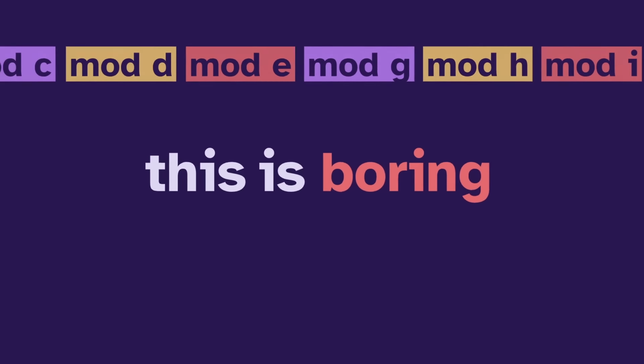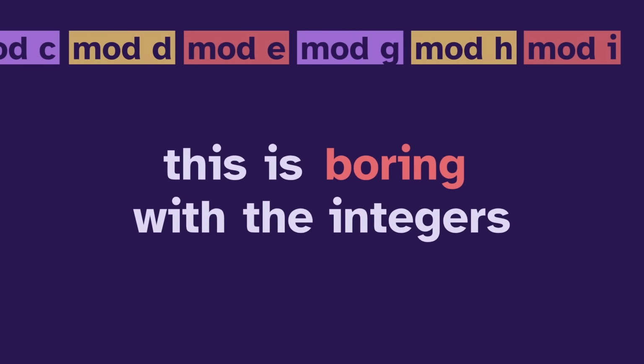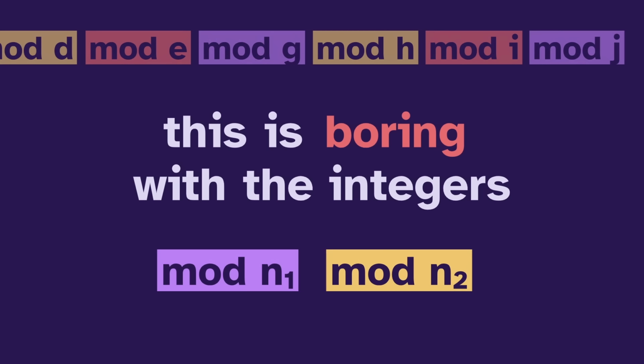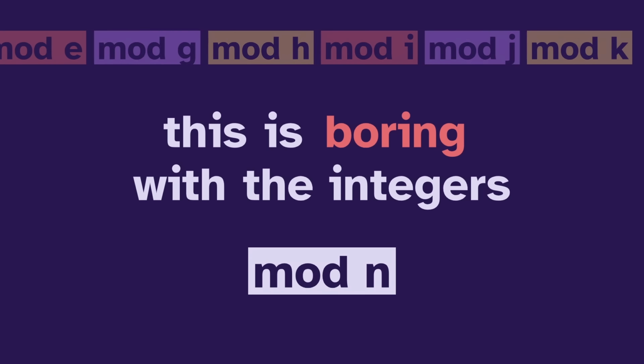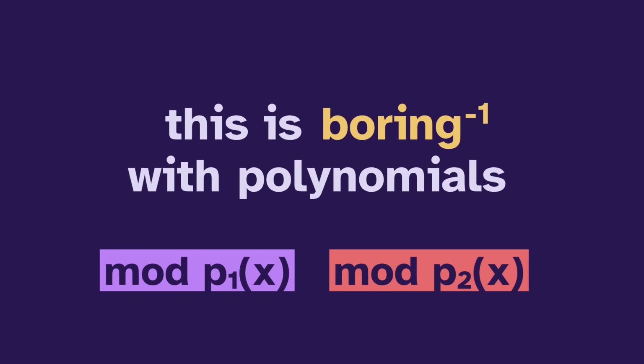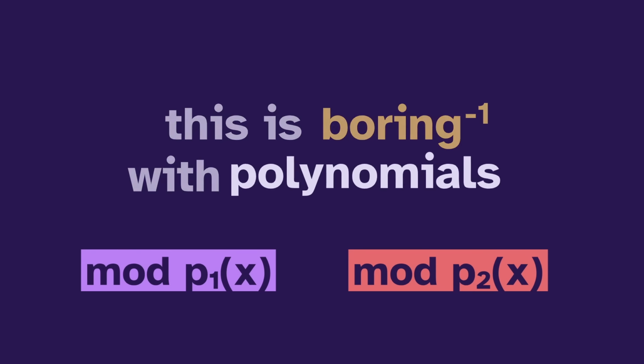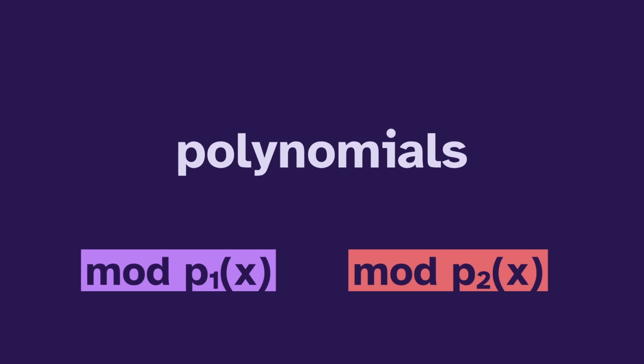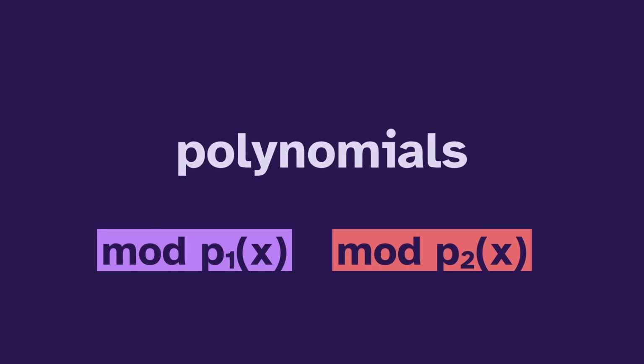But it turns out this is boring with the integers. Any double mod can combine into just one. However, this is not boring with polynomials. Sometimes they don't combine. So we'll mainly focus on them and see what kind of systems these double mods create. But before we do that, why are the integers boring?